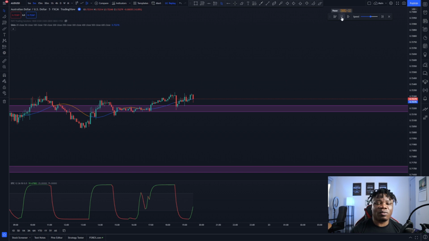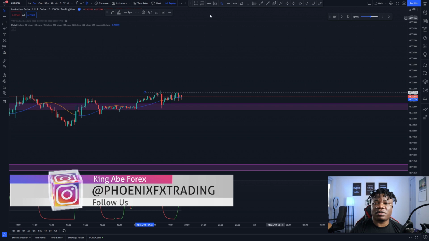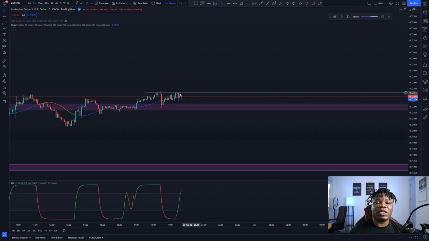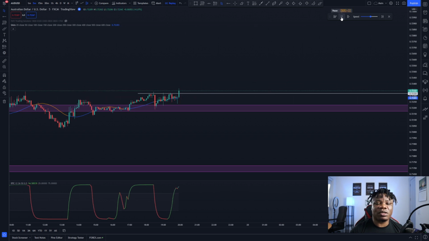So let's see where our entry is going to be. Now we have the STC indicator is green right over here, and we also have price above our resistance zone here. What we're waiting for here is to see an engulfing candle that's gonna be above this zone right over here. I'm gonna make this a line. So we're waiting for price to be above this line right here. So now let's keep looking, and we'll take a look and see where our entry is going to be.